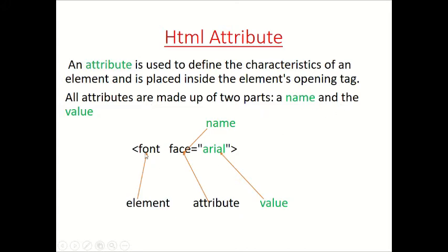This is the HTML element font. This face is an attribute, as you can see here. This is the name, face. This Arial is the font face, the value of this attribute. Attributes have many different names. This is an element attribute and its value, meaning this font face will render Arial when it is displayed.